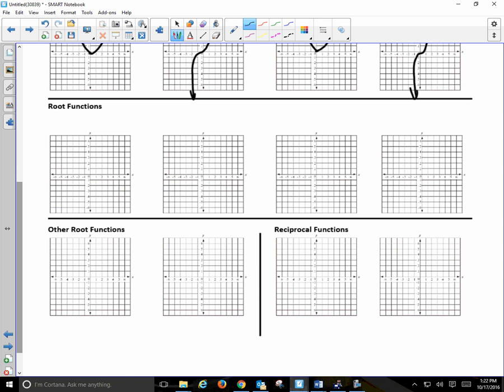Root functions, like y is equal to the square root of x. Is that shape? Can you take the square root of negatives? That's why you don't have anything over on the left-hand side. But can you take the cube root of negatives? Yes, you can. So therefore, you have stuff on the left-hand side.